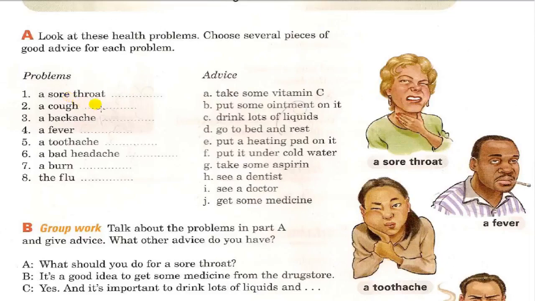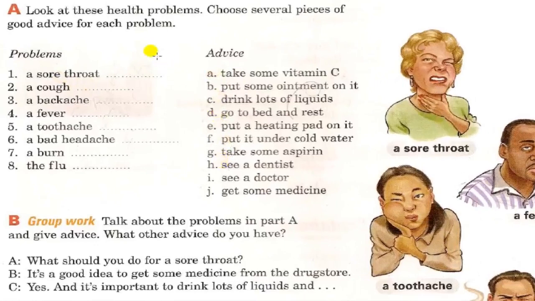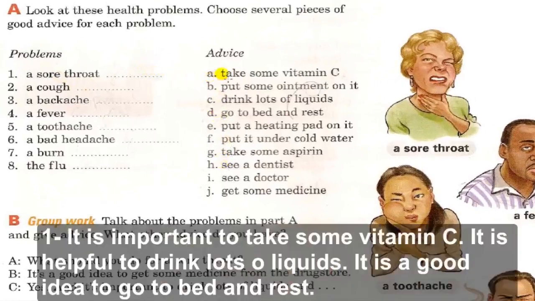Problem: a sore throat. Advice. A. It's important to take some vitamin C. C. It's helpful to drink lots of liquids. D. It's a good idea to go to bed and rest. I. It's helpful to see a doctor. J. It's important to get some medicine.